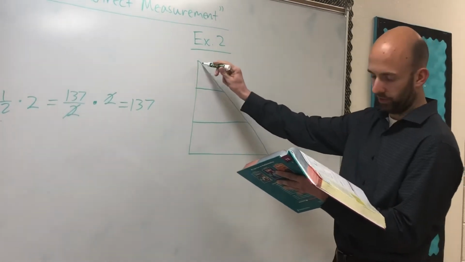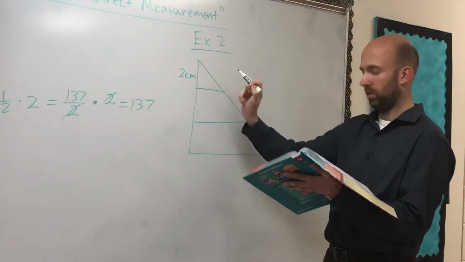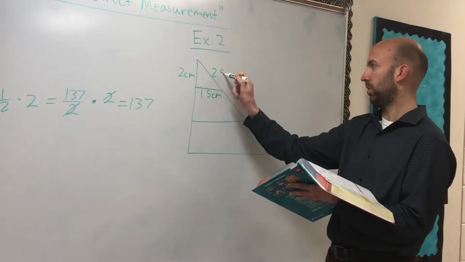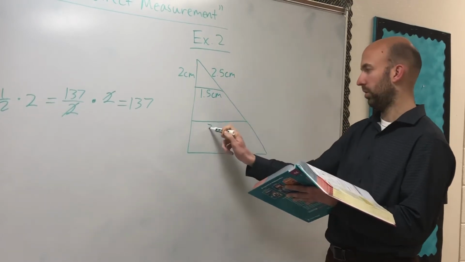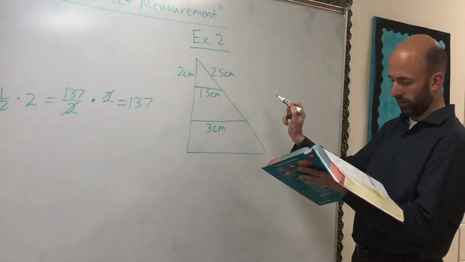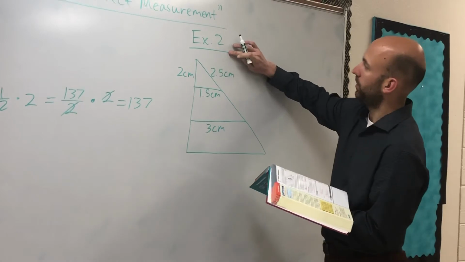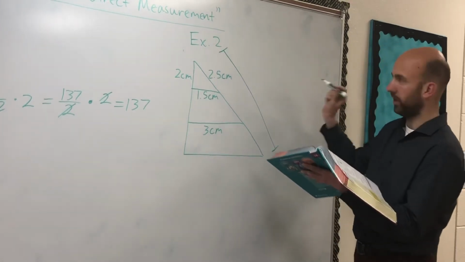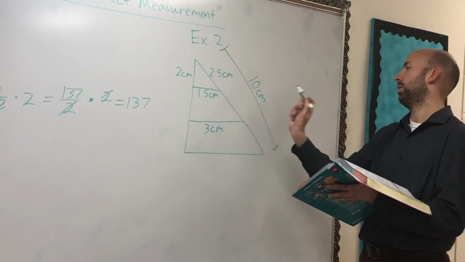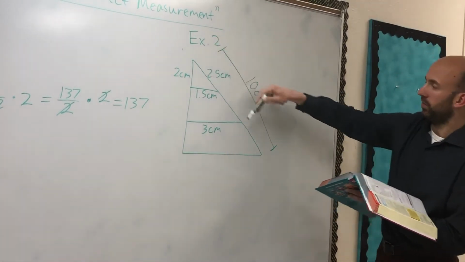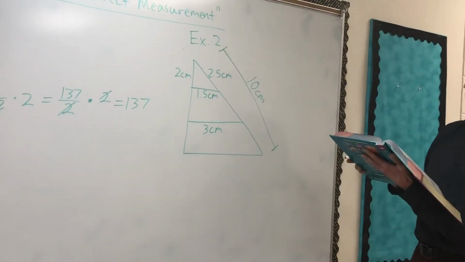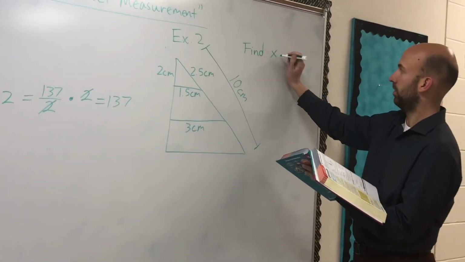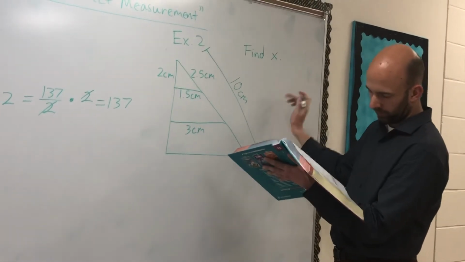All right, so the length of this line segment is 2 centimeters. And then 1.5 centimeters, 2.5 centimeters, 3 centimeters. And then this entire length here is 10 centimeters, for that entire side of the biggest triangle. All right, so let's find x. And x is here.